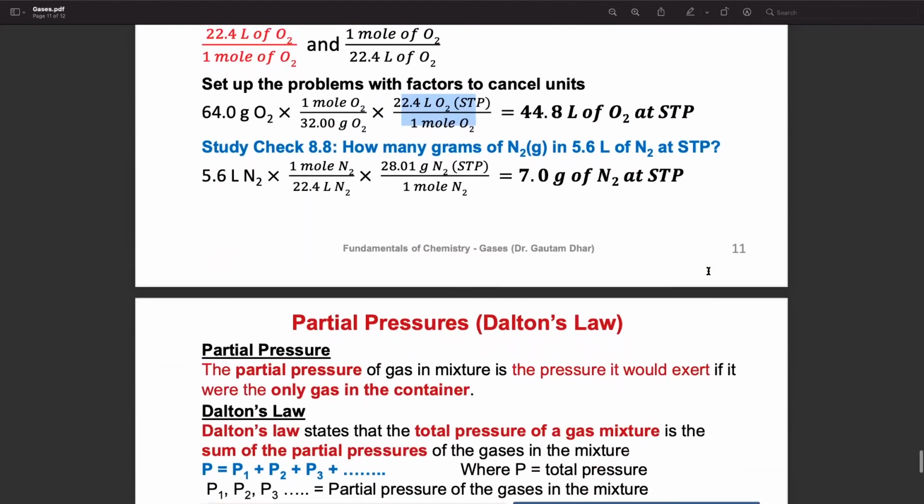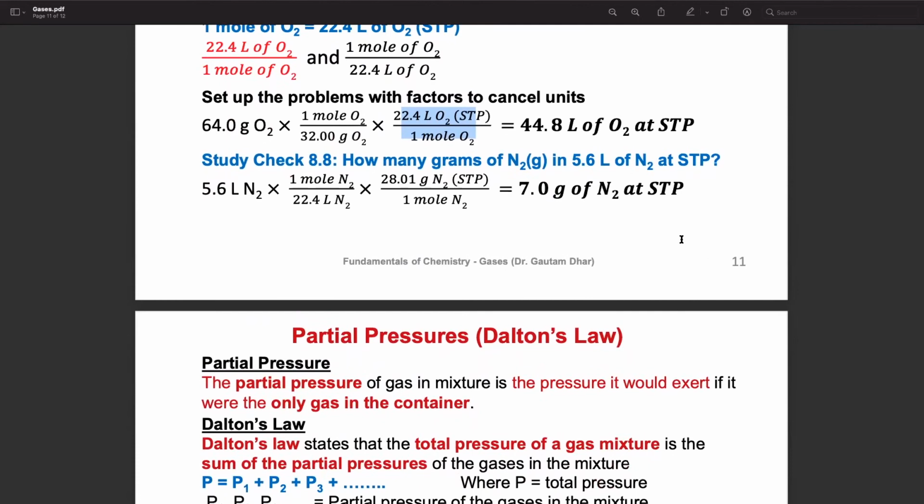Now do this study check. So how many grams of nitrogen gas are in 5.6 liters of nitrogen at STP? Now you are asked for grams, and so you should go from liters of nitrogen, so volume of nitrogen, to moles of nitrogen, and from there to grams of nitrogen at STP.